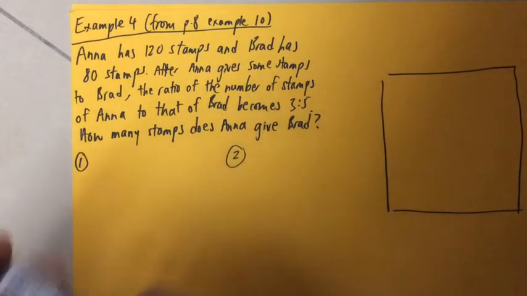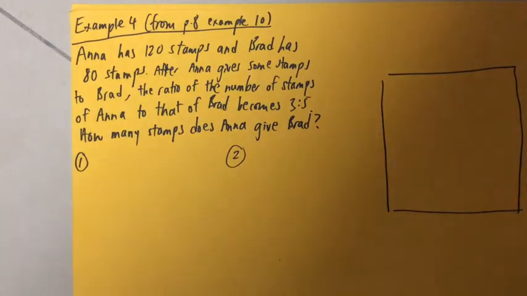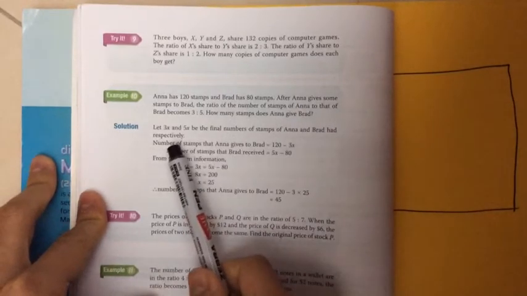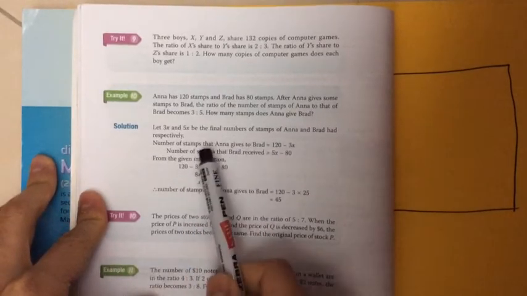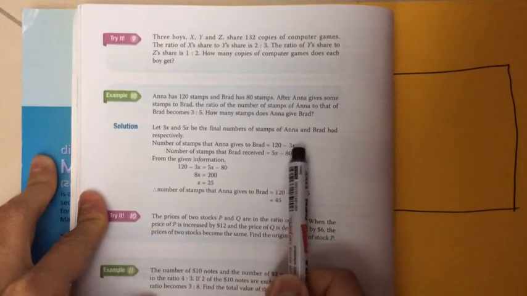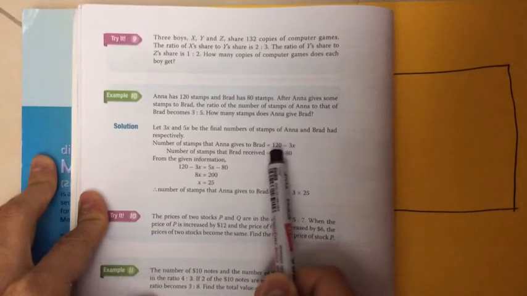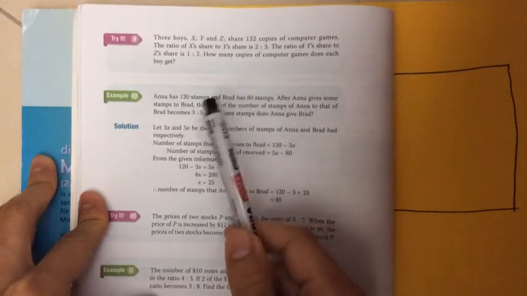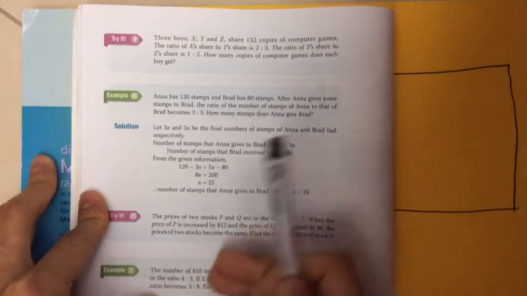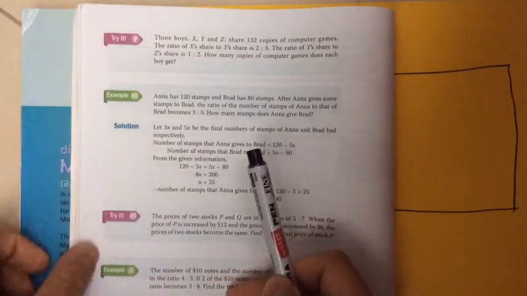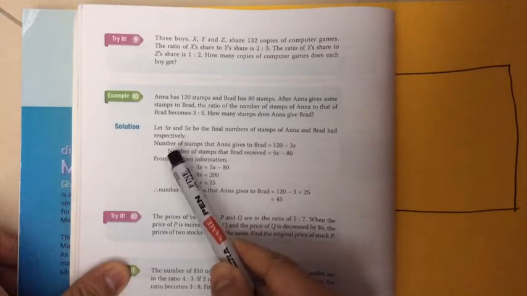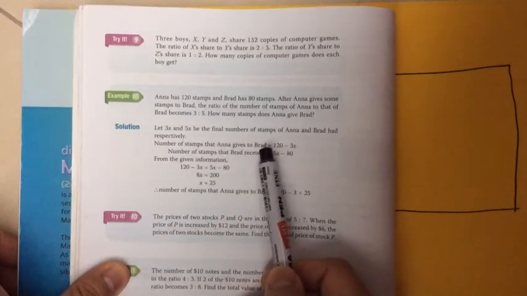Now, there are 2 ways of solving this. If we look at the textbook solution, we can look at it this way. We make an equation with the number of stamps that Anna gives to Brad. That's 120 minus 3x. 120 represents the stamps that she had previously, minus the stamps she has now. If we subtract the amount of stamps that she has now from the number of stamps she had previously, that would represent the number of stamps that Anna gives to Brad.